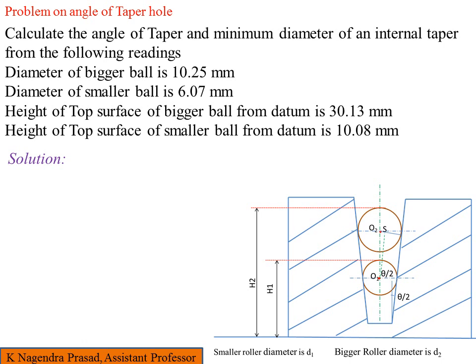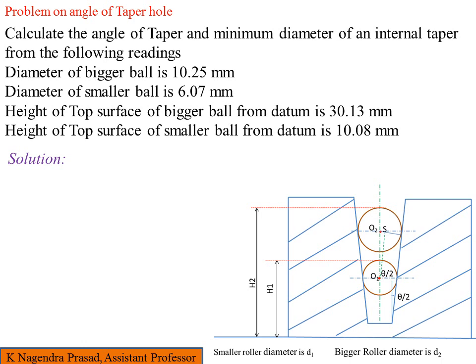Diameter of the bigger ball is 10.25 mm. Diameter of the smaller ball is 6.07 mm. Height of the top surface of the bigger ball from datum is 30.13 mm. Height of the top surface of the smaller ball from the datum is 10.08 mm. Here we have to determine the angle of the taper as well as the minimum diameter of the internal taper.